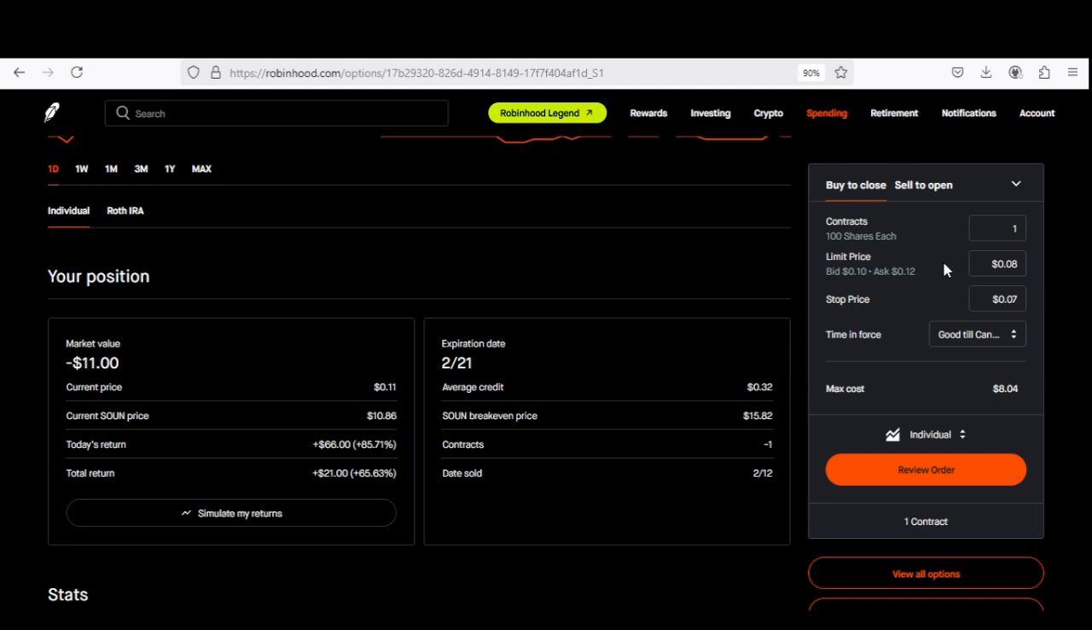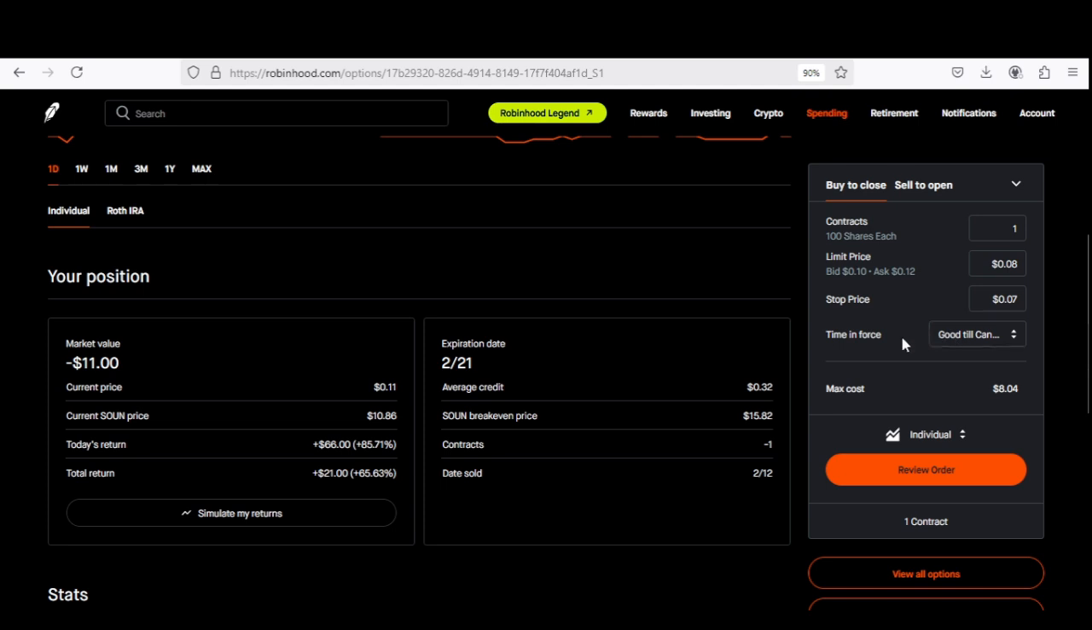Now, let's say it's an extremely volatile time and this price gets blown by. Then you have your second line of defense, which is going to be 0.07. The 0.07 here, or the stop price, tells you this is the least you want to pay in order for you to get out of this option contract. And once again, you're going to put in good till cancel.